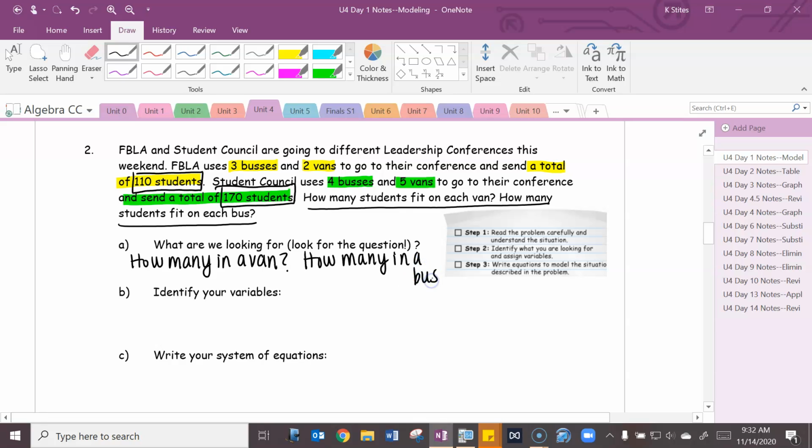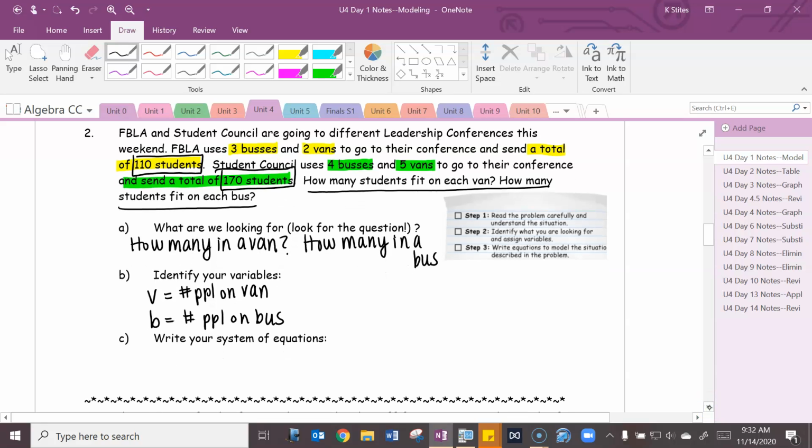This question tells you what our variables are going to be. So I'm going to say that V is the number of people on a van, because that's what the question is asking. The question that is asked tells you what your variable should be. And I'm going to call B the number of people on the bus.